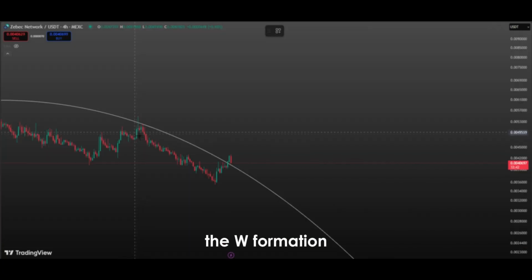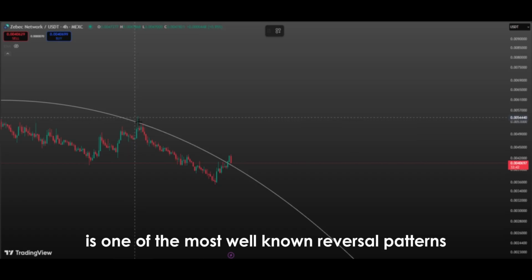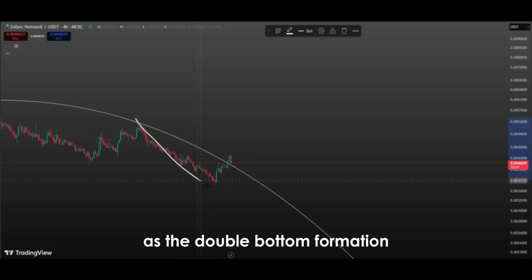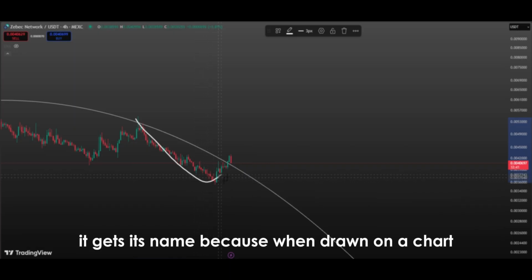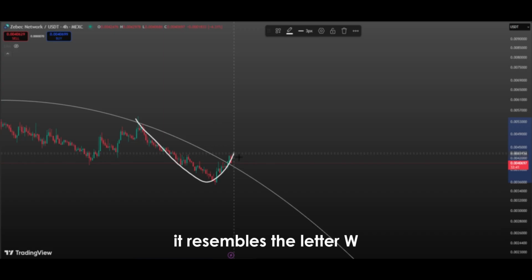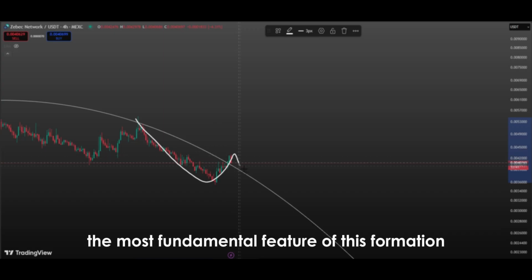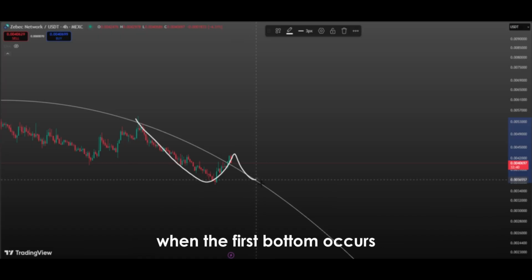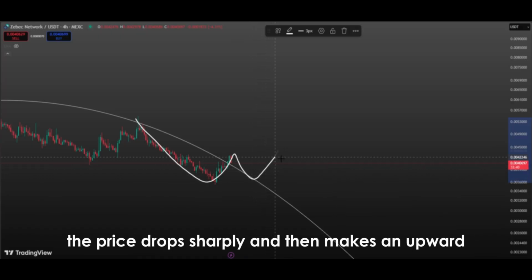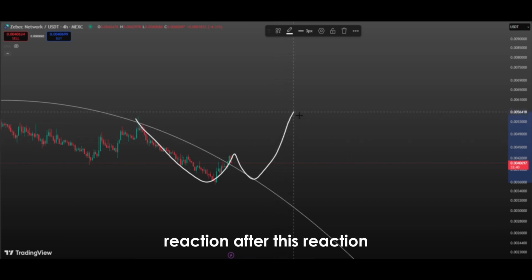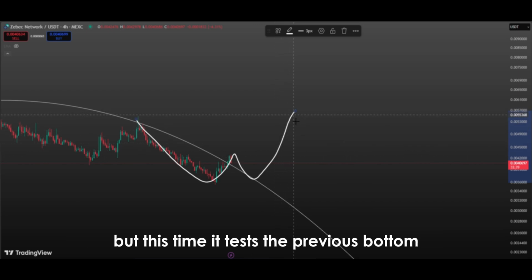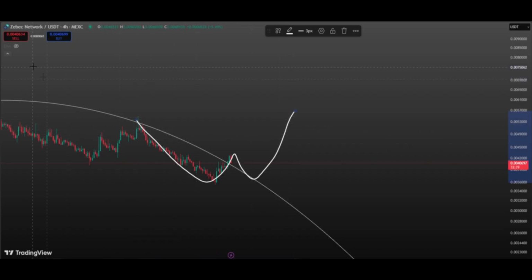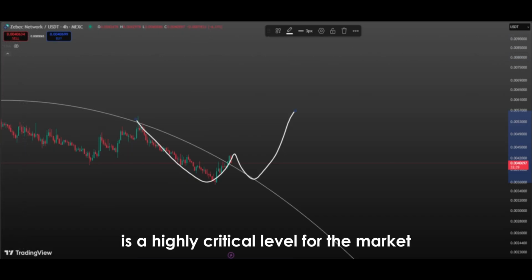The W formation is one of the most well-known reversal patterns in technical analysis, and is also referred to as the double bottom formation. It gets its name because, when drawn on a chart, it resembles the letter W. The most fundamental feature of this formation is that the price forms two bottoms. When the first bottom occurs, the price drops sharply and then makes an upward reaction. After this reaction, the price declines again, but this time it tests the previous bottom level either at the same point or slightly lower. The second bottom is a highly critical level for the market.